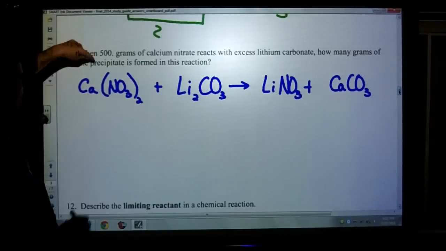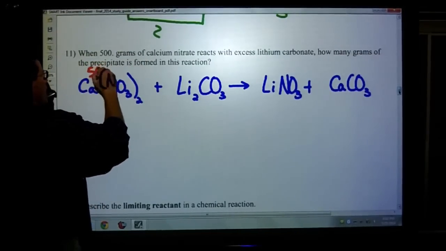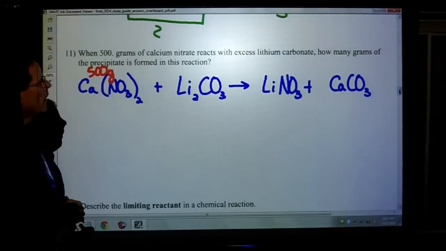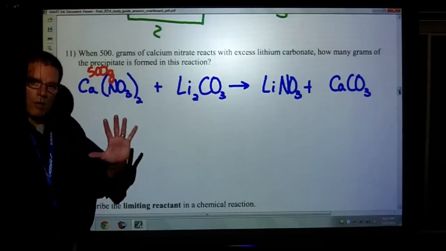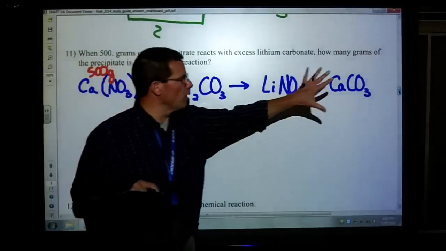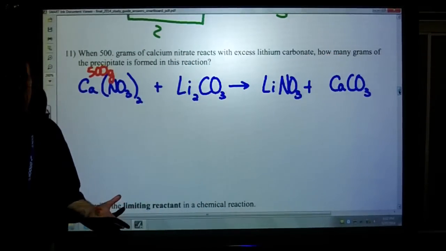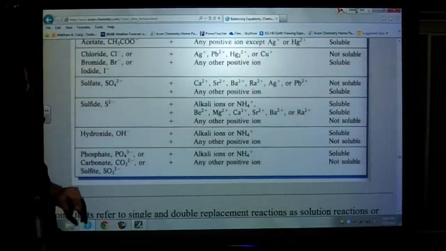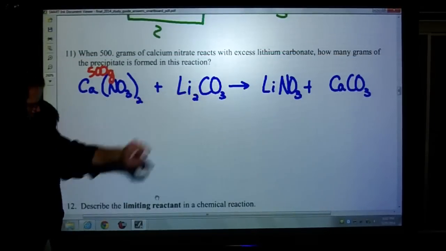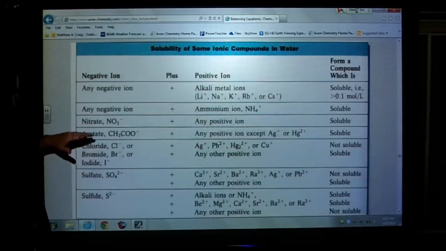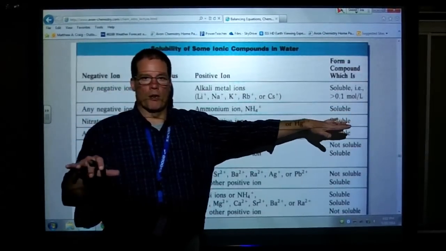So we have 500 grams of calcium nitrate. And it wants to know how many grams of the precipitate is formed. Now we have to go to the table and find out which of these forms a PPT, or the precipitate. So before I can put a question mark above that, I need to find out who is going to form a precipitate. So looking at this, lithium nitrate. So we'll look at the lithium, or the nitrate. Nitrate again, any positive ion? Soluble. Soluble means clear. Nothing's happening there.